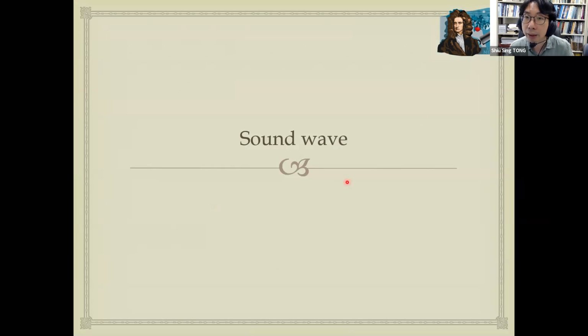Now, let's have a break. We have just finished all our discussion on transverse waves. So we have a break for 10 minutes. After that, we will proceed to a different kind of wave, the longitudinal sound wave. We will see how the compression and rarefaction of air propagate just like the sinusoidal wave we have encountered before on the string.